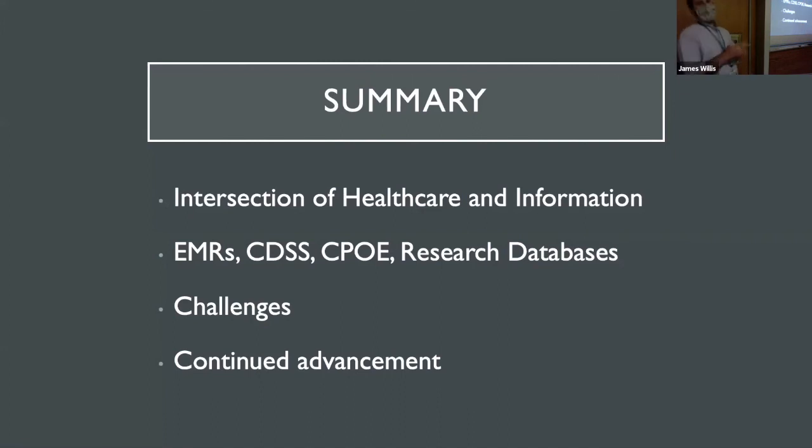So, in summary, health informatics is the intersection of the delivery of healthcare on all levels and information, and the interaction of the user with that information system. Examples we talked about include clinical decision tools, physician ordering electronically, and various research databases. Of course, there are so many challenges with this, but with those challenges come a lot of opportunities.